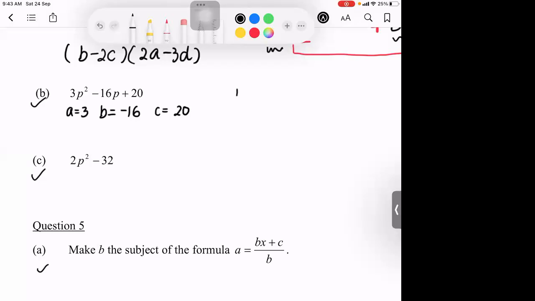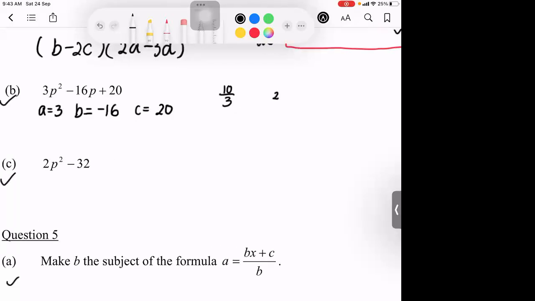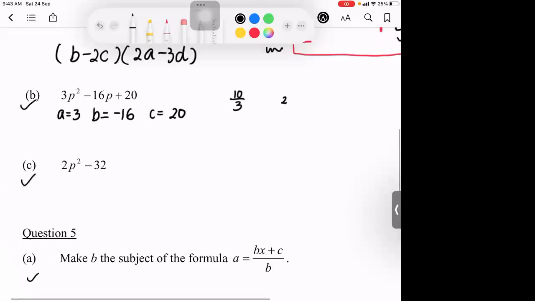Oh, my answer on my calculator says 10 over 3. The other answer says 2. So must be careful, okay? What does 10 over 3 mean? I need to have 2 brackets, right? Okay, let me just write down this one here.